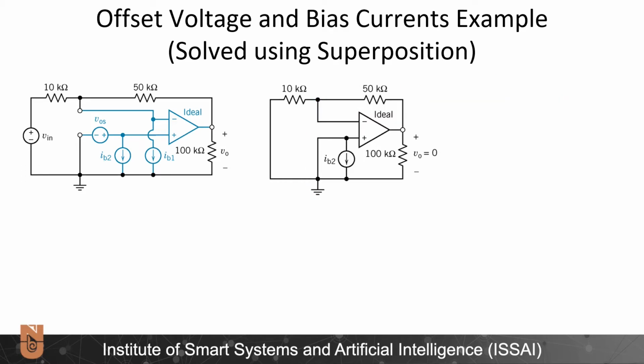Let's look at the case where I have only IB2. When I short circuit the voltage sources and open circuit the IB2, I end up with this circuit. Here I have 0 volts at the ground. Here I will have 0 volts as well. And that 0 volt will be reflected to the inverting terminal too. And since this IB2 will not be affecting anything, and I have here 0 volts, my V out will be 0 volts too.